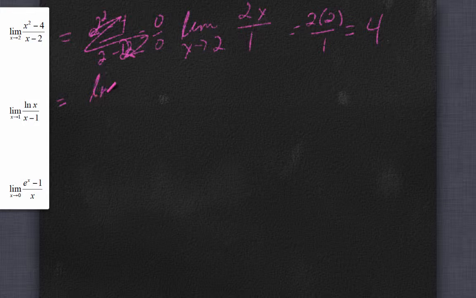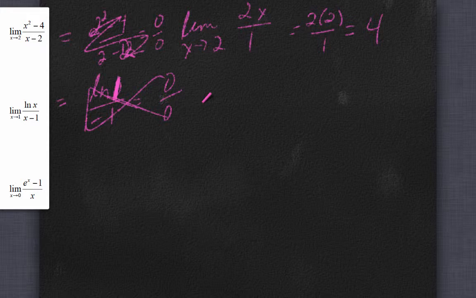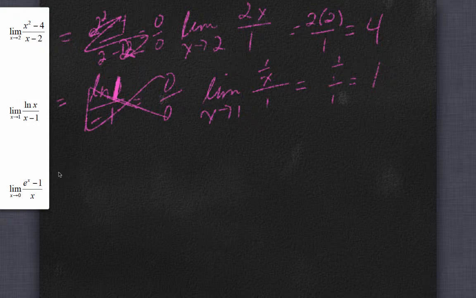Okay, so I try natural log 1 over 1 minus 1. Natural log 1 is 0, so 0 over 0. So limit as x goes to 1, take the derivative, plug in again. Plug in 0, you get 1 minus 1 over 0. Derivative, derivative.